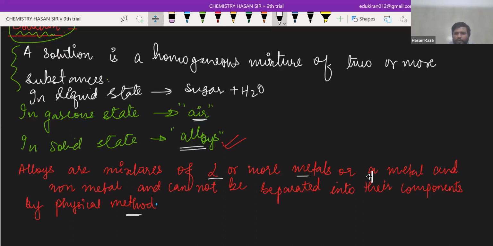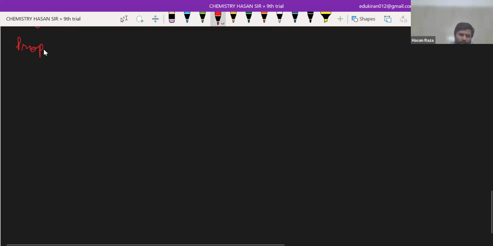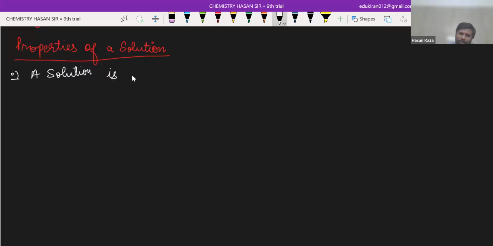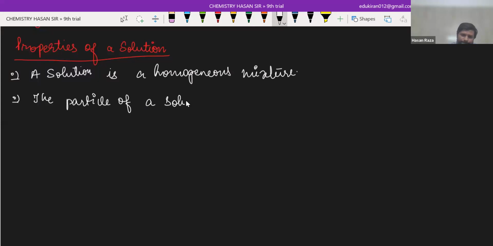Now I'm going to write some properties of solution. A solution is a homogeneous mixture. Always remember this, you know that already. A solution is a homogeneous mixture. It is not a heterogeneous mixture. The particles of a solution are smaller than 1 nanometer. That means 10 raised to the power minus 9 meters. Are you getting my point?